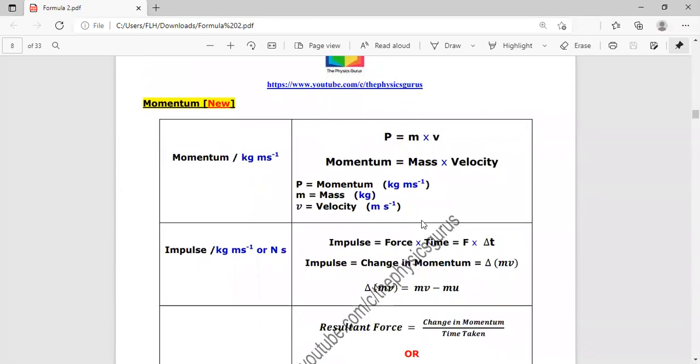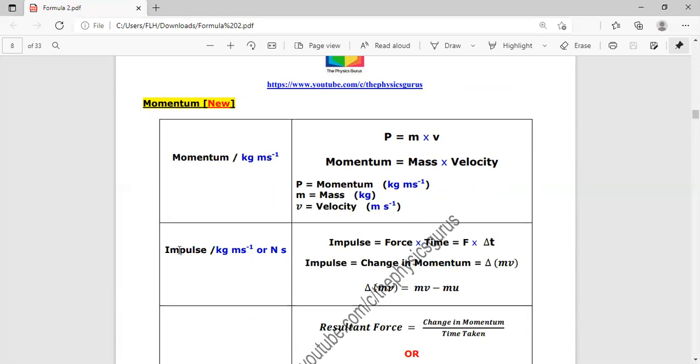Then momentum, a new topic for the new O levels, which is supposed to appear in the exams in 2023, but in IGCSE it is the recommended topic as well. So the formula of momentum is p is equal to m into v. p stands for momentum. Also p stands for pressure, but here p stands for momentum, m stands for mass, and v stands for velocity, and its unit is kilogram meter per second or Newton second as well.